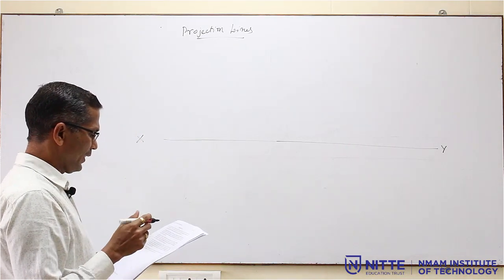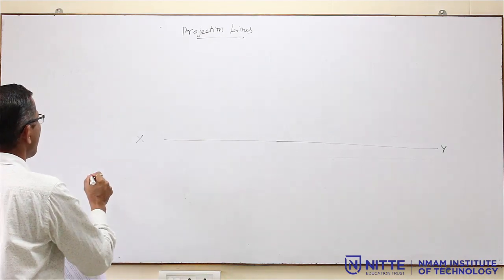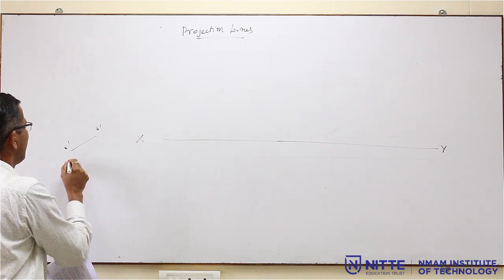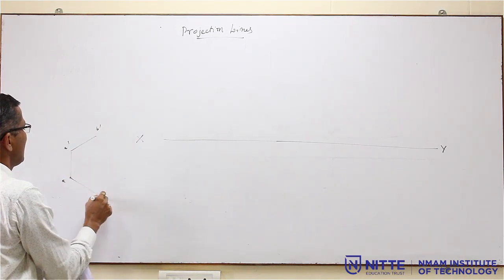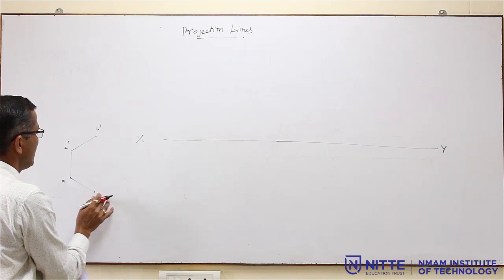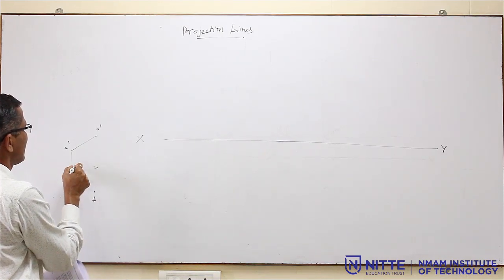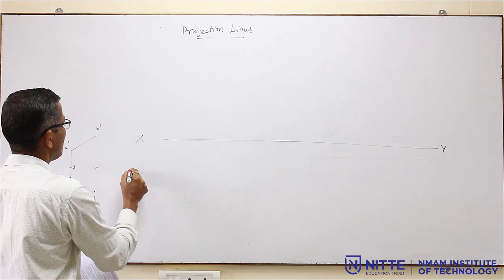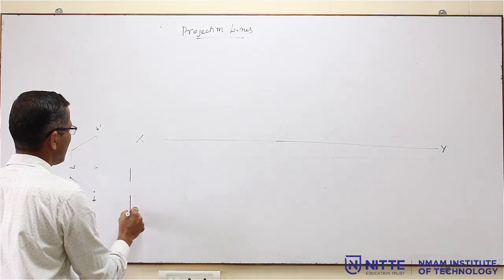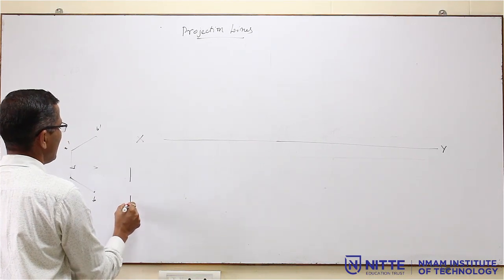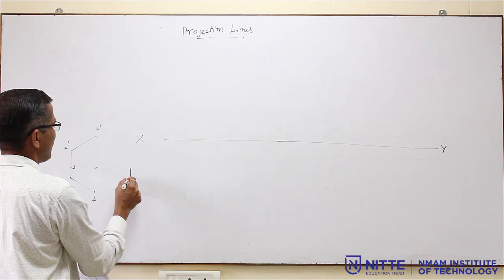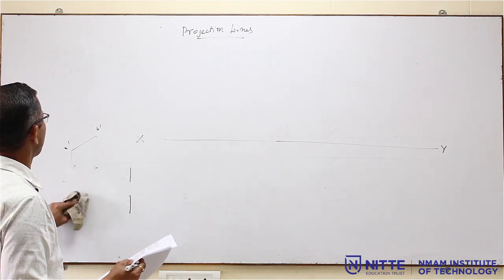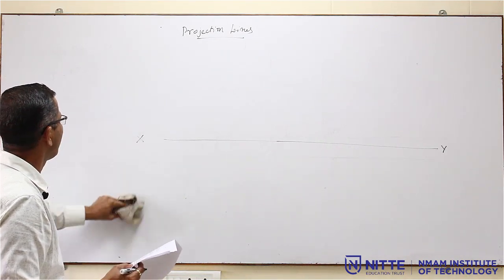Now, here the distance between the end projectors is 0. What is the meaning of end projector? If this is A dash and B dash, and this is A and B, this distance is called the end projector. If this is 0, the line will be like this: this is A, this is B, front view and top view. That is the meaning, and that is what you should know. Whenever the distance between end projectors is 0, the line is perpendicular to the XY line.